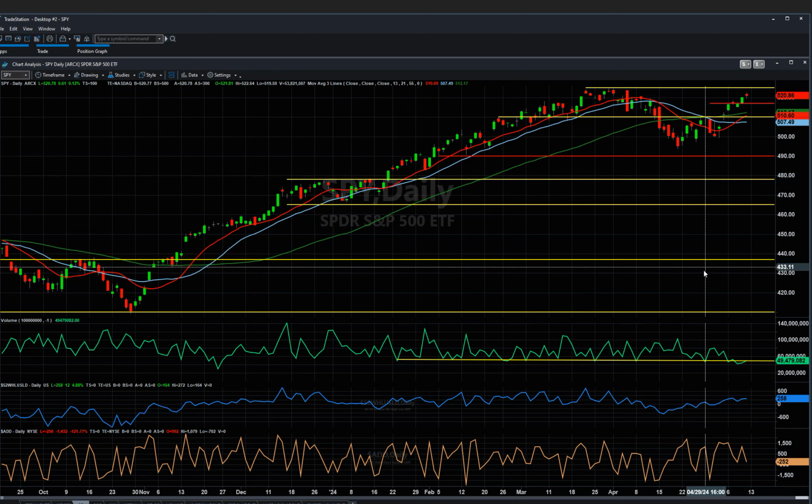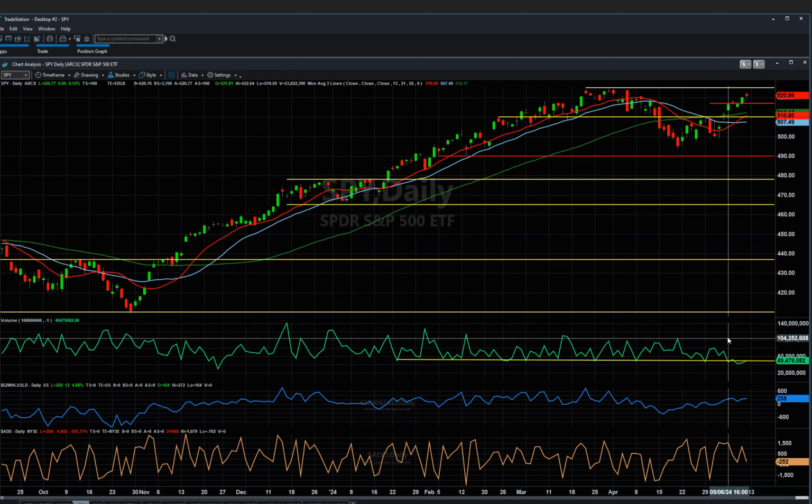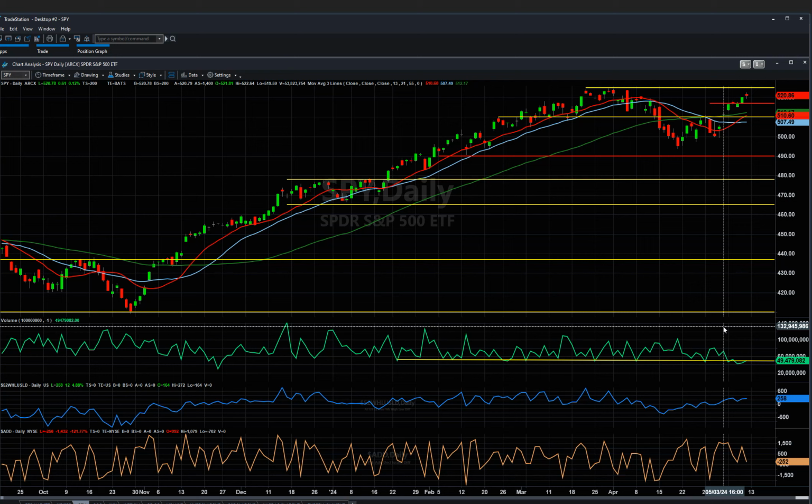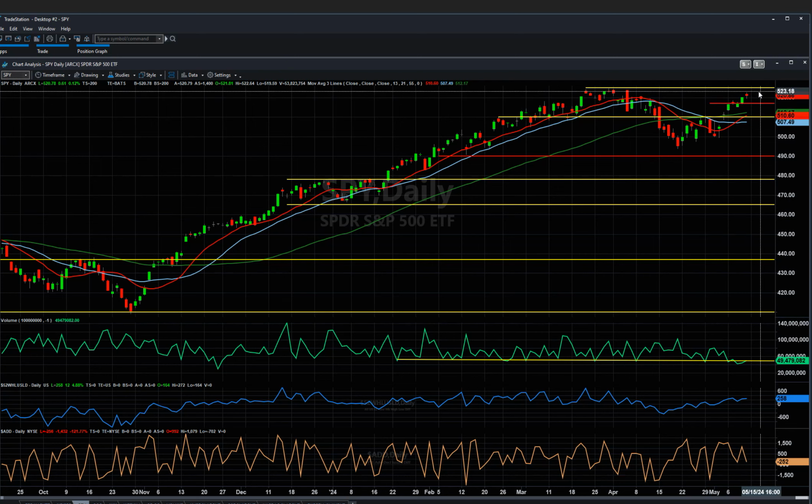So without the internals strengthening, it's going to be difficult to see this market trade much through the 525 area. But we're going to have to watch the internals very carefully. We may get a pause in here, and then we may get a breakout. But it's going to be important if we do trade above 525 that volume is going to have to increase. Volume is the fuel that drives this market.